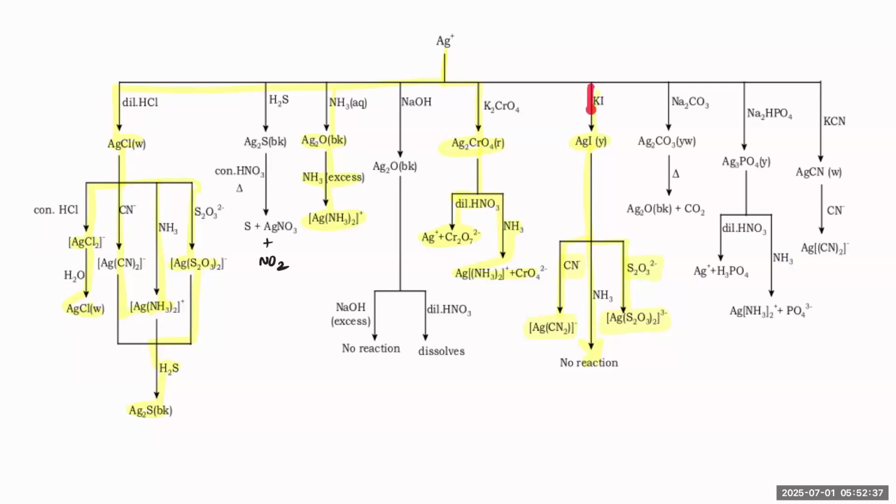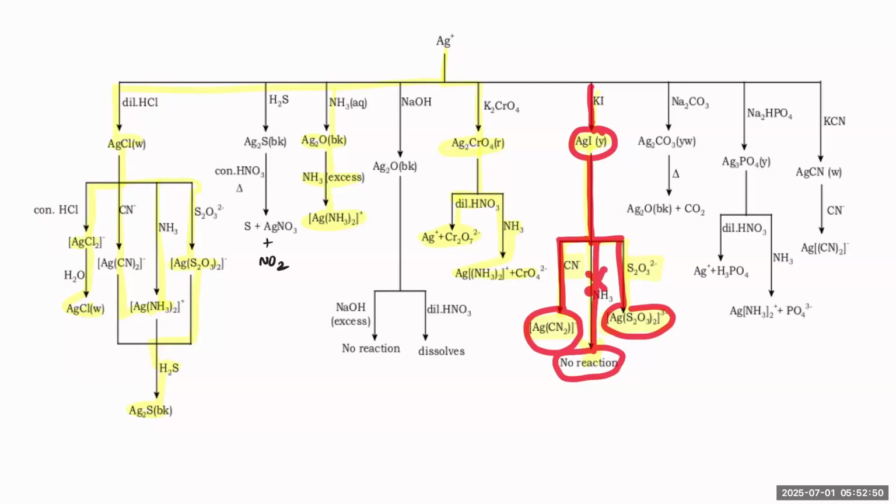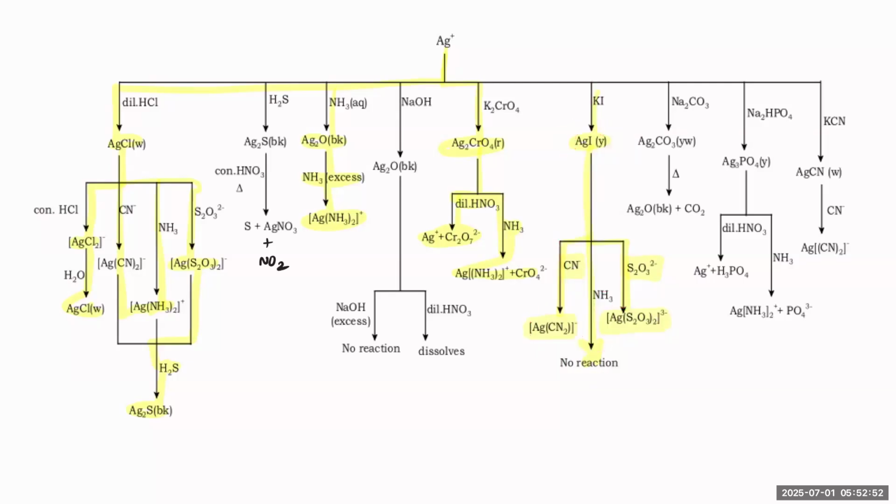With KI, it will become AgI. AgI, when you treat with cyanide, it will become Ag(CN)2 minus. When you react with thiocyanate, you'll get this complex. With ammonia, no reaction. Very important. With ammonia, there is no reaction if it is AgI. AgCl will react, AgBr in concentrated ammonia will react, but AgI will not react at all. Because AgI's Ksp value is much lower than the formation constant of the complex with ammonia. While in this case, the formation constants of cyanide and thiosulfate are much higher compared to the Ksp value of iodide.